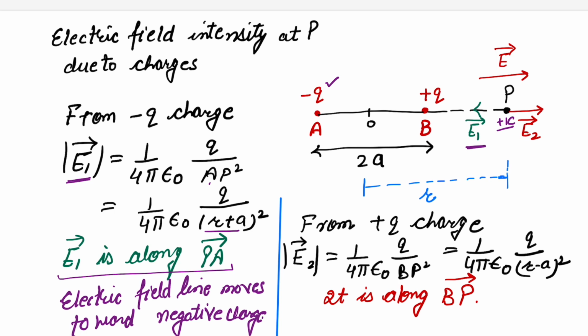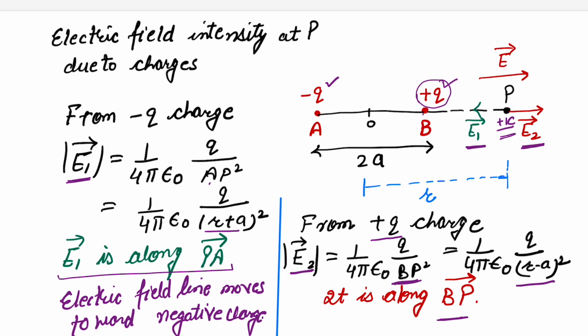Then let us calculate the electric field intensity due to plus Q charge, which we represent as E2. It is equal to 1 upon 4 pi epsilon naught, Q divided by BP square, where BP is R minus A, the distance between plus Q charge and the plus 1 coulomb charge. It is along BP, away from the plus Q charge. It is written in red color, E2.